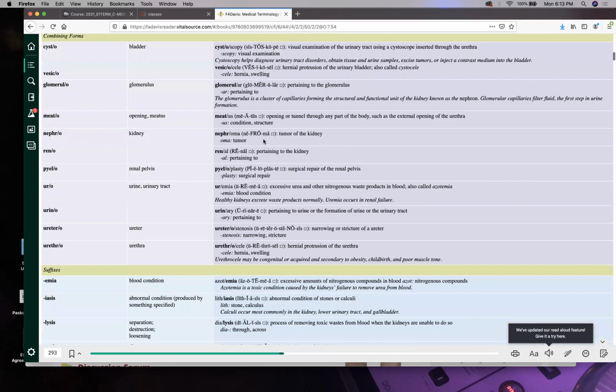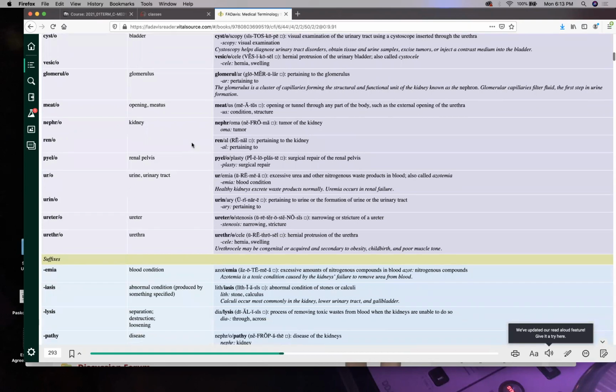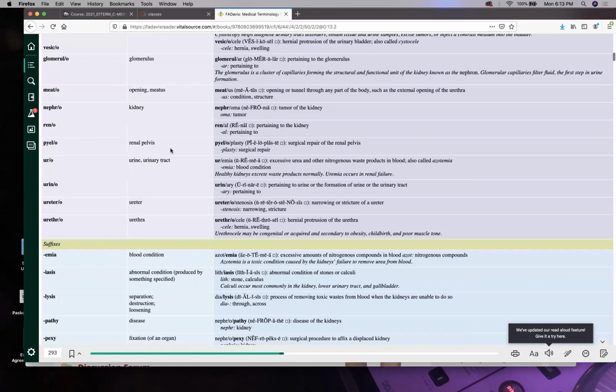Nephro means kidney. So if I had a nephroma, I have a tumor of the kidney. If I have nephrocarcinoma, I have a cancerous tumor of the kidney. Renal, that's easy, we already went over that. Pyelo, that's your renal pelvis. And many times that's also synonymous with kidney.